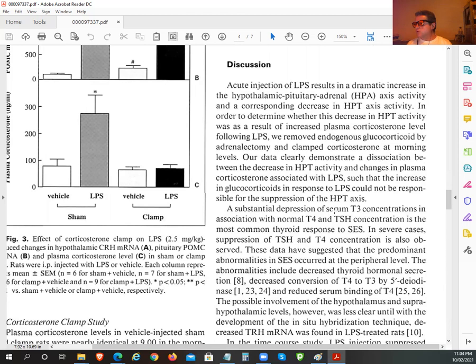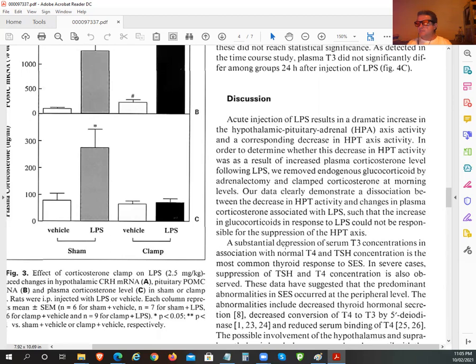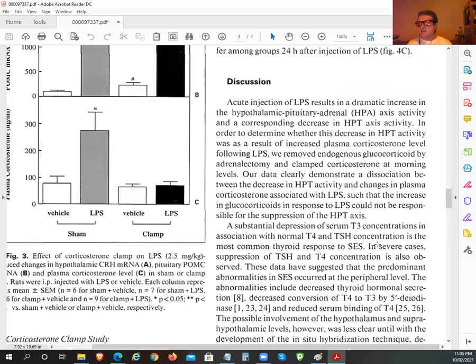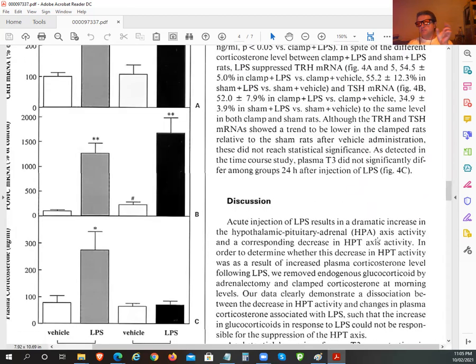A substantial depression of serum T3 concentrations in association with normal T4 and TSH concentrations is the most common thyroid response to SES. So in severe cases, suppression of TSH concentration is also observed, which eventually will happen. So initially you may not see these things. These are short term. Let's not forget these studies are short term. They're looking at a specific small time slot.